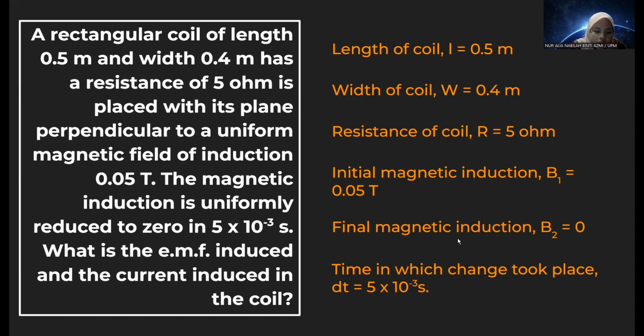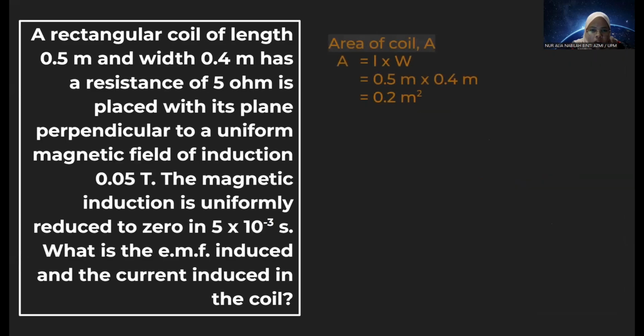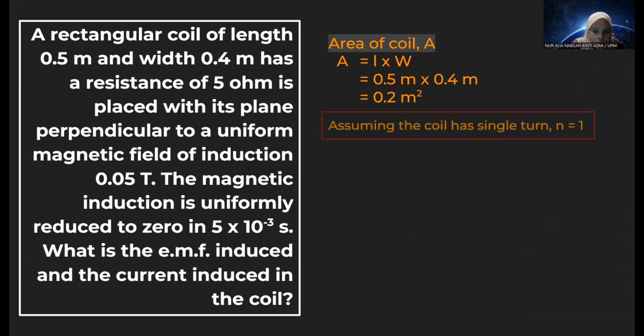And then the difference of time is also given. So how we calculate this question is first we calculate the area of the coil, length times width, where we get 0.2 meter to the power of 2. And because it doesn't give the coil's number of turns, I am assuming the coil has a single turn, which is N equals 1.